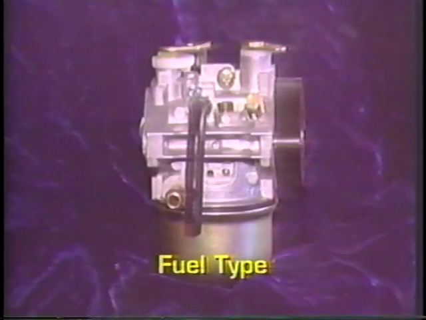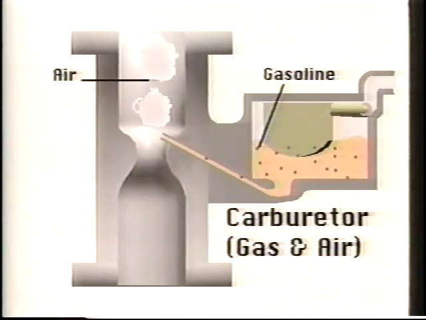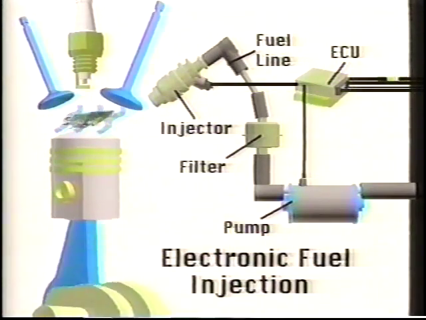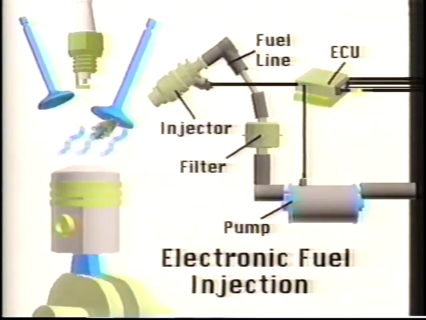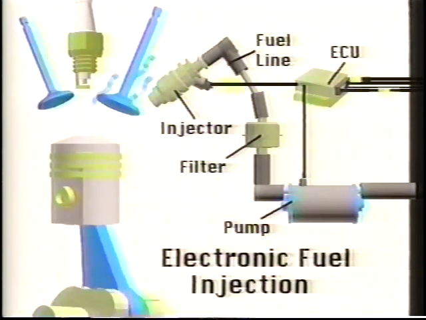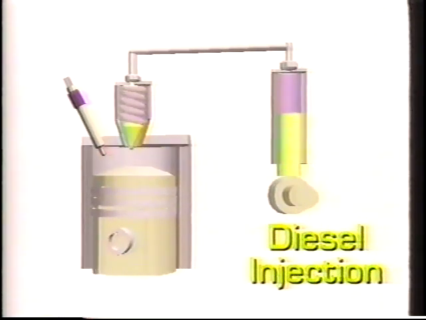Fuel type refers to whether the engine burns gasoline, diesel fuel, LP gas, or another alternate fuel like alcohol. Most small engines burn gasoline, and as explained, use a carburetor to meter and atomize the fuel into the air flowing into the combustion chamber. A few new engines use electronic fuel injection to more precisely meter gasoline into the intake ports.